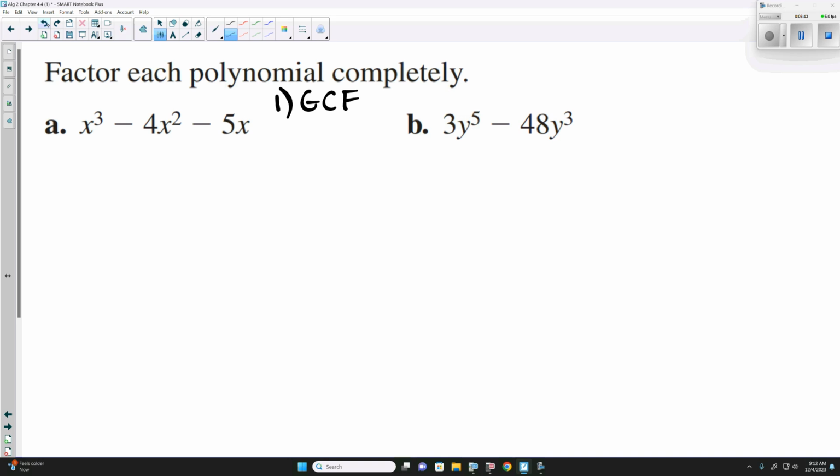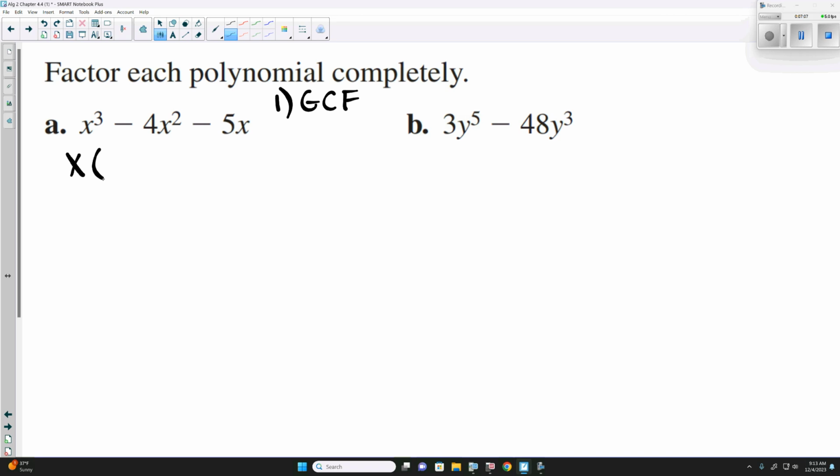Because we don't have a number, but we do have a variable x. At this point, we're very comfortable with a greatest common factor being a number. But it can also be a variable. It could also be a variable and a number. But here, we have a greatest common factor of x.